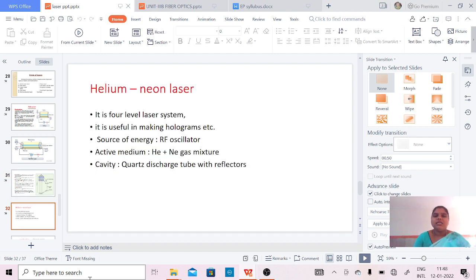Next, discussing the helium neon laser. The helium neon laser is a four-level laser system and it is useful in making holograms, etc. The source of energy is an RF oscillator, the active medium is a helium plus neon gas mixture, and the cavity is a quartz discharge tube with reflectors. These are the source of energy, active medium and cavity, all of which are components that every laser should have.